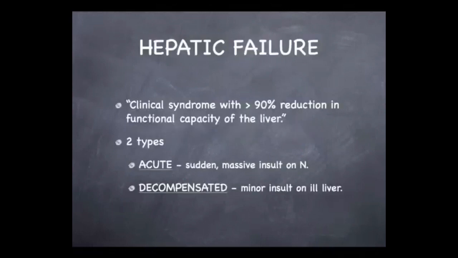So hepatic failure is a clinical syndrome where there is a 90% reduction or greater than 90% reduction in the functional capacity of the liver. There are 2 types of hepatic failure: acute hepatic failure and decompensated hepatic failure. In acute hepatic failure, a sudden, massive injury to a normal liver causes the failure. But in decompensated hepatic failure, a relatively minor insult, often to a cirrhotic liver, causes failure. There is no such thing, therefore, as chronic hepatic failure.